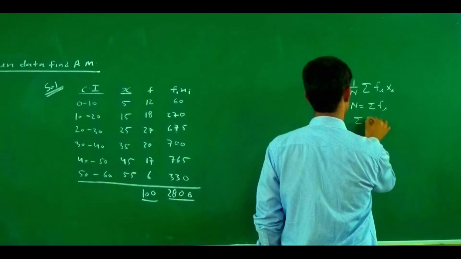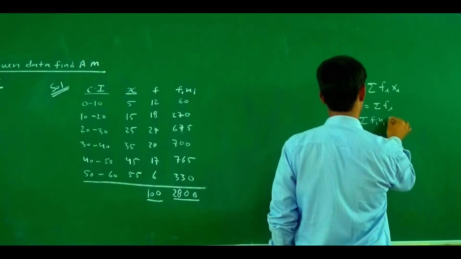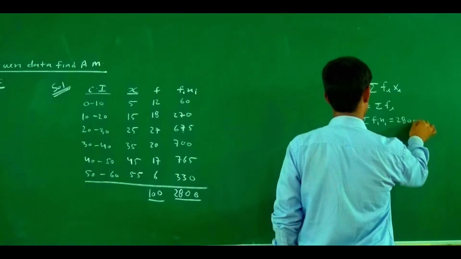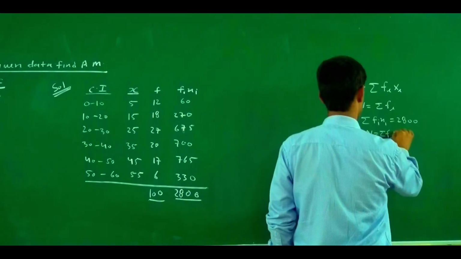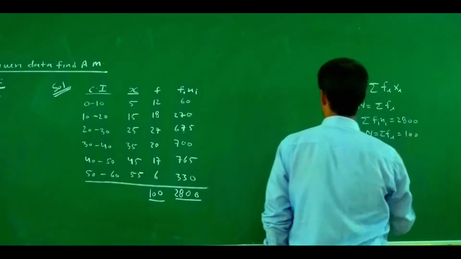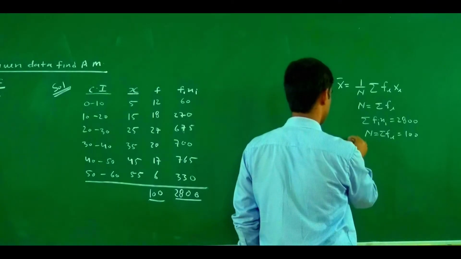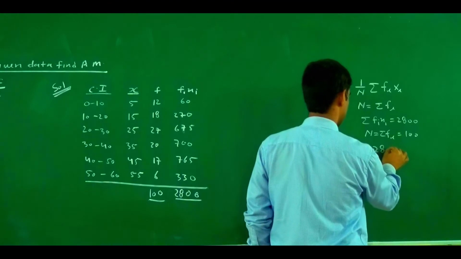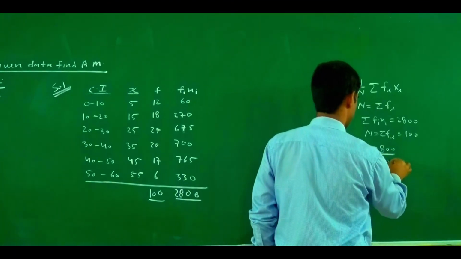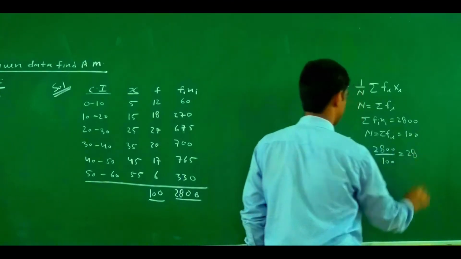So what is the value of summation fi xi? Summation fi xi equals 2800. And what is the value of capital N? Summation fi equals 100. So what is the value of x bar? X bar becomes 2800 divided by 100. The value becomes 28.